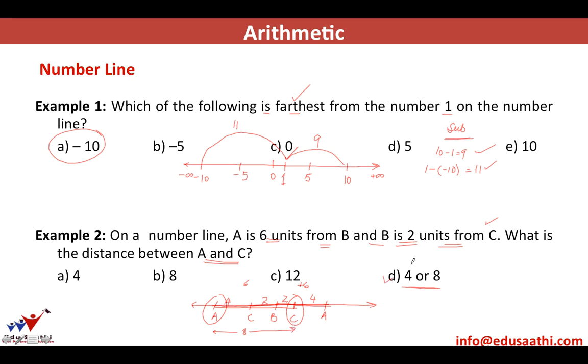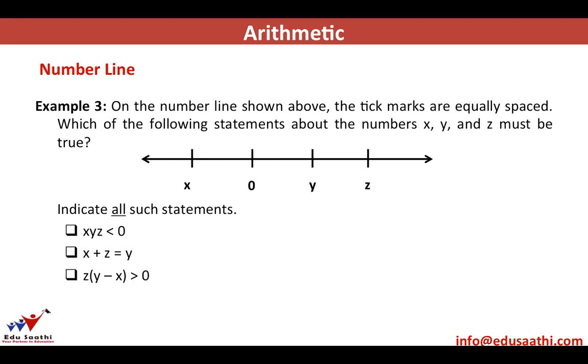My answer would be option number D, 4 or 8, because it will depend upon which side A is located with respect to B and which side C is located with respect to B. Now let's look at another question related to number line.